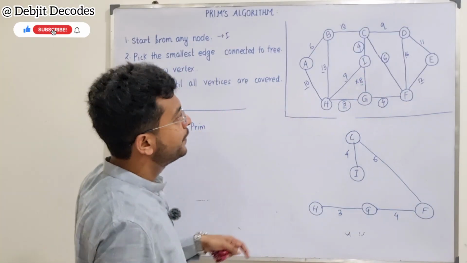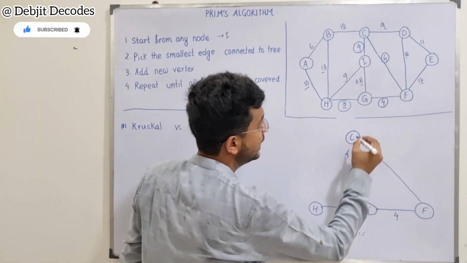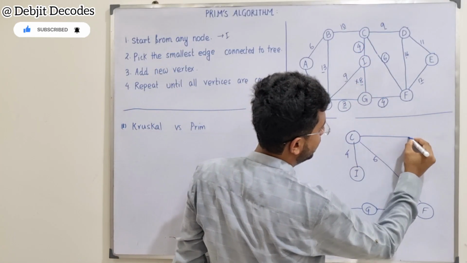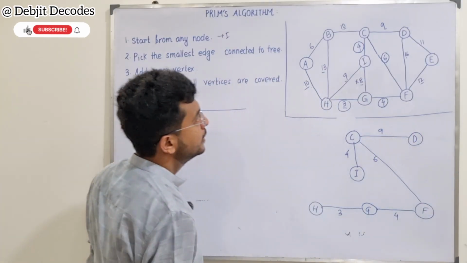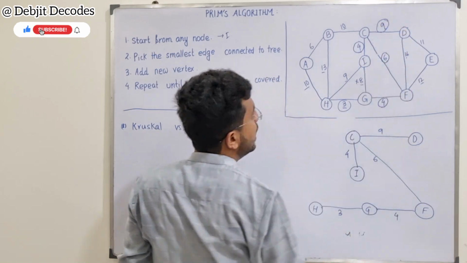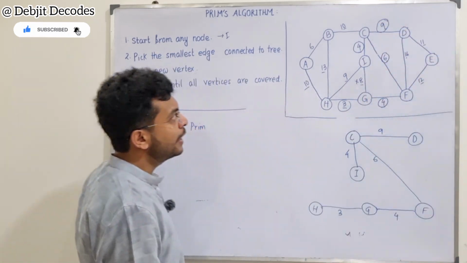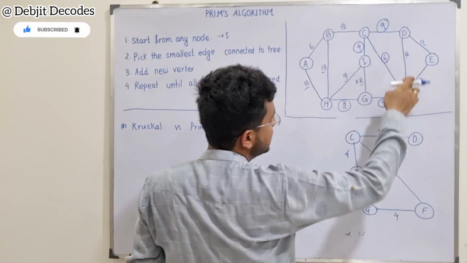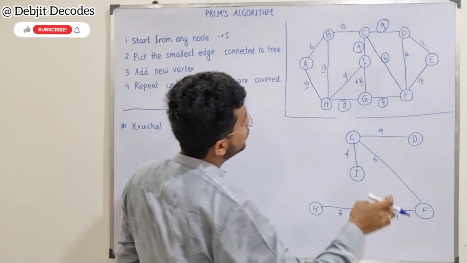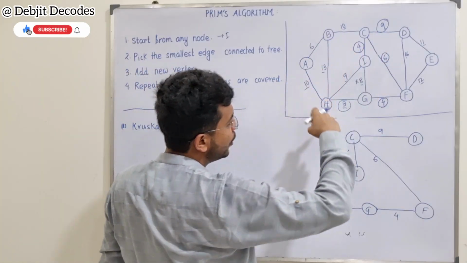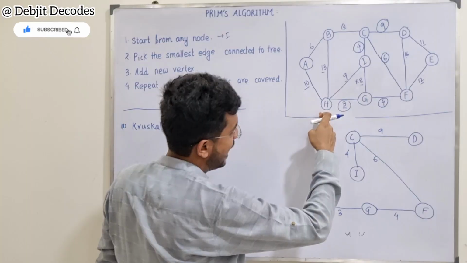So what is the next one? You can either take this 9 or this 9. So simply take, say, this one, the above one. This one, D, and it is 9. So this 9 is getting included. Now from D also we need to consider edges. From D, what are the edges coming out? 16, 11, and 9 is already there. So we need to consider this 11. What is the next smallest? You can see there is another 9, this one, I and H.